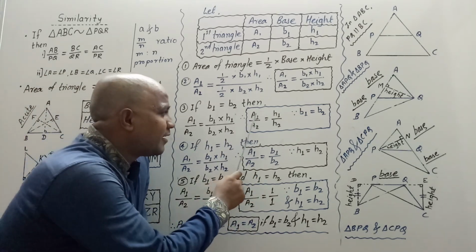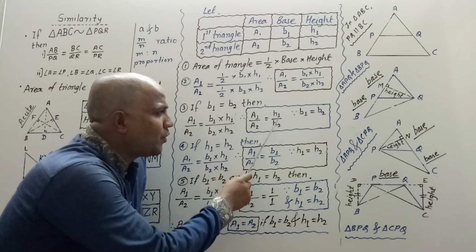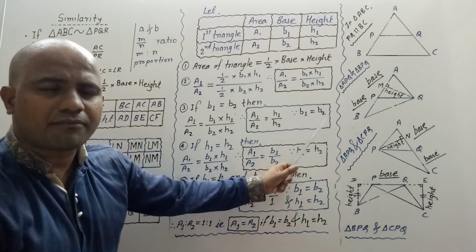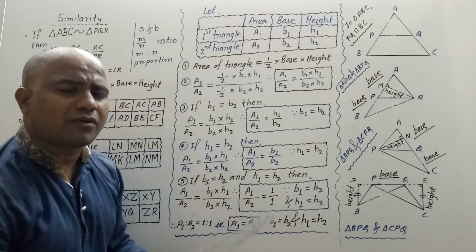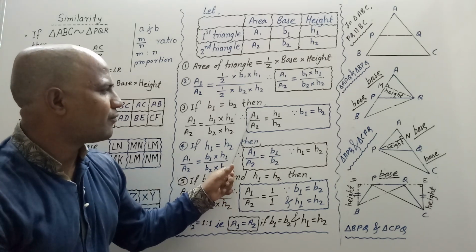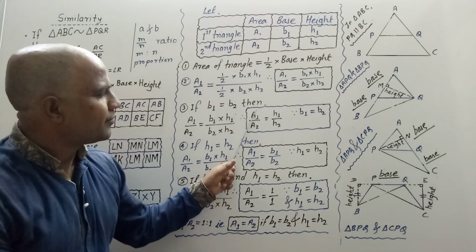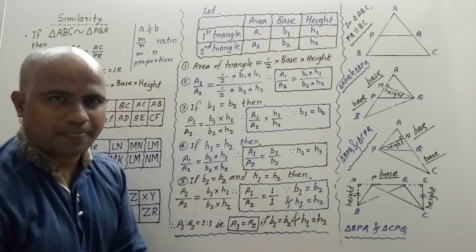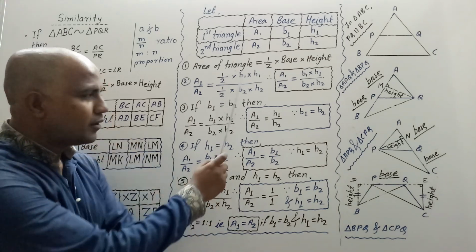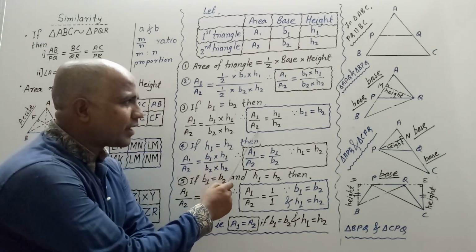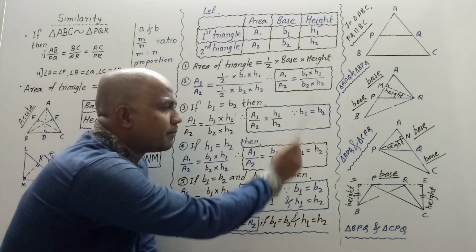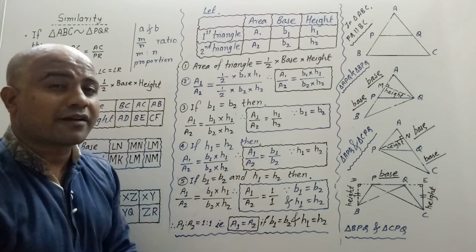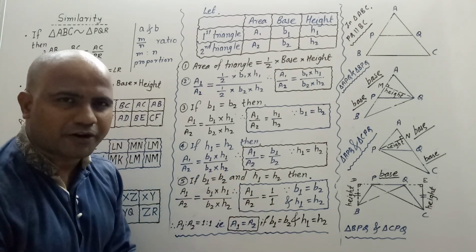Then we can write A1 upon A2 is equal to H1 upon H2 when B1 equals B2. If B1 equals B2, then how to recall this? The ratios of areas of two triangles with equal bases is equal to the ratio of their corresponding heights. Corresponding word is important.